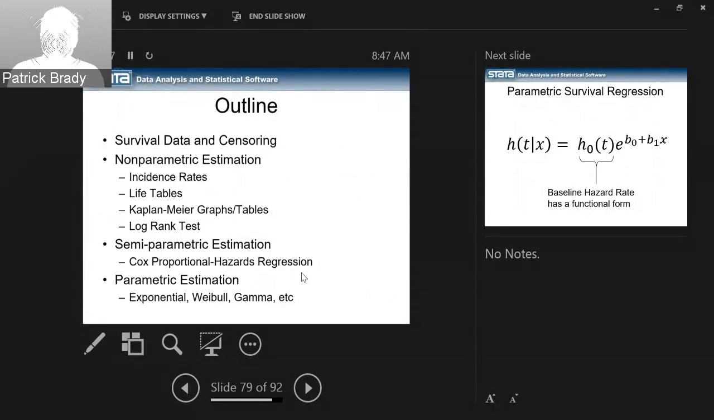Are you going to show the use of margins after these? Yes. Okay, this is perfect. You know right where we're going, which tells me this is in a logical order, so that worked out well. So let's talk about parametric, and we're going to get to margins and how to calculate median residual time or life shortly.